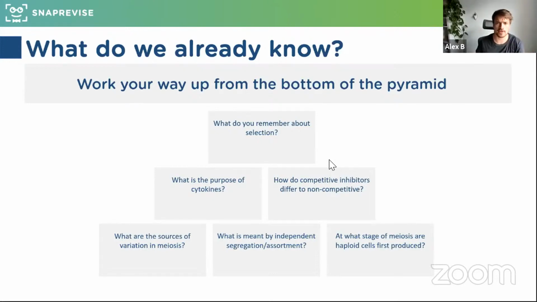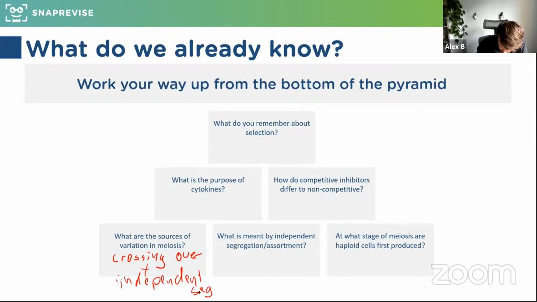Lots of guys got the correct answer: crossing over and independent segregation. Okay, next one. What is meant by independent segregation? You guys have said it here, but what do we actually mean by that?